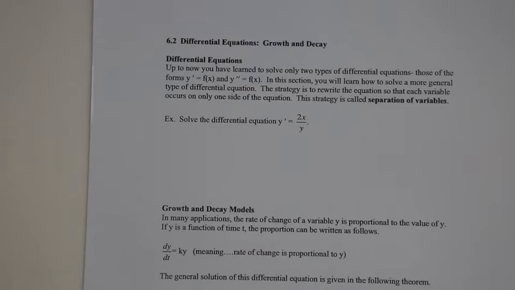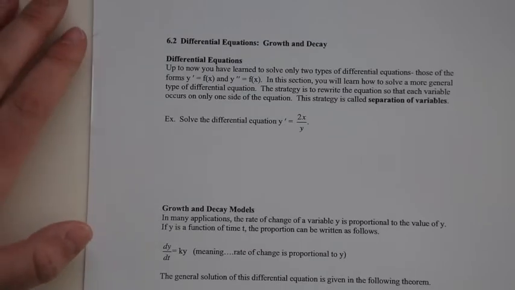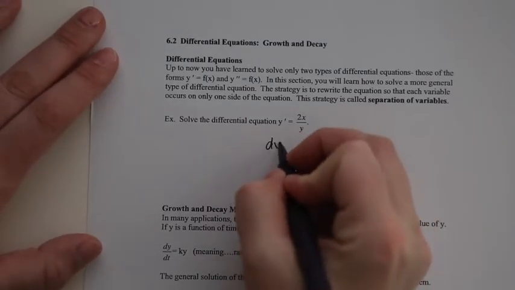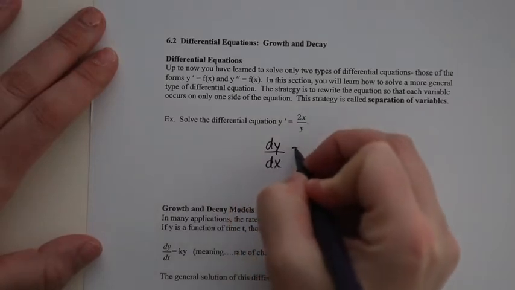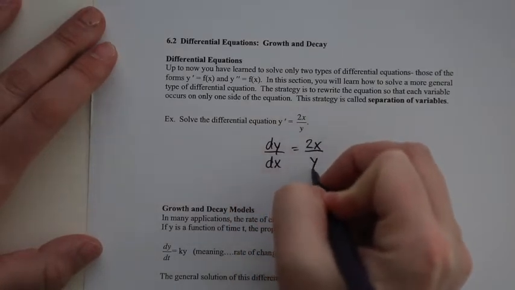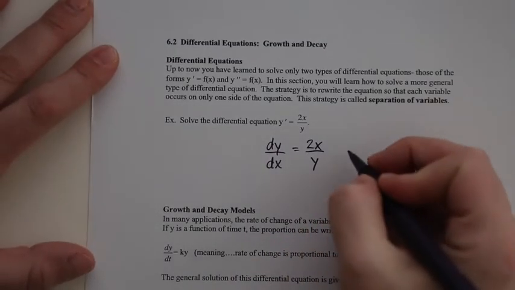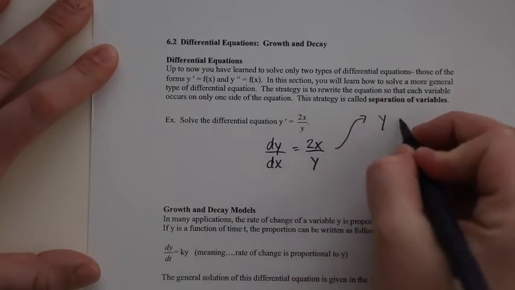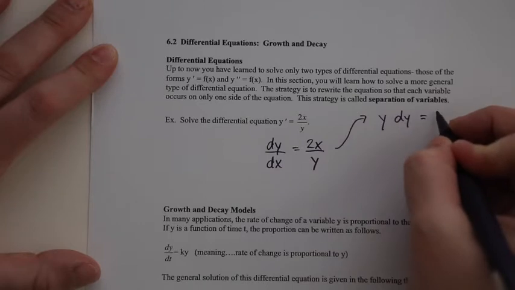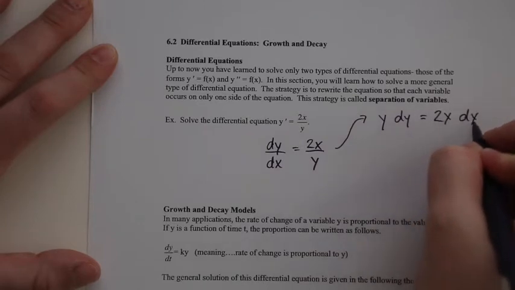So the first thing I want you to do is to go ahead and write this y prime as dy over dx. I know that's the opposite of what we've been doing. We've enjoyed changing dy over dx to y prime, but we're going to do this so we can cross multiply and begin the process of integrating. So when I cross multiply this, I get y dy equals 2x dx.